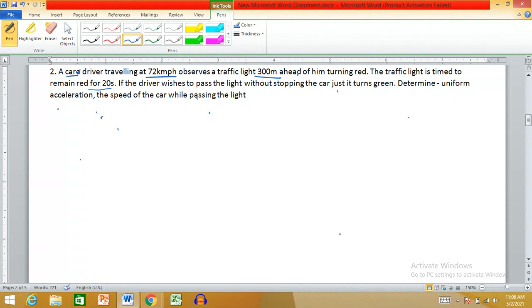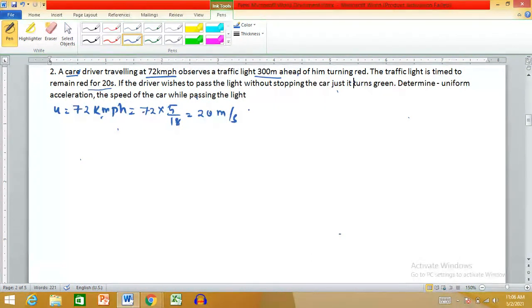Let us write, in the starting of the event it is given 72 km per hour. That means it is the initial velocity, because it is the velocity before the starting of the event. And I told you how to calculate this: convert this into meter per second. That is 72 into 5 by 18 equals how much? 18 divided by 72 is 4. 4 into 5, 20 meters per second.